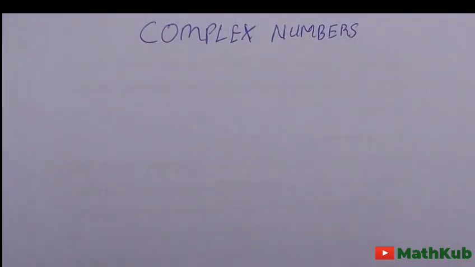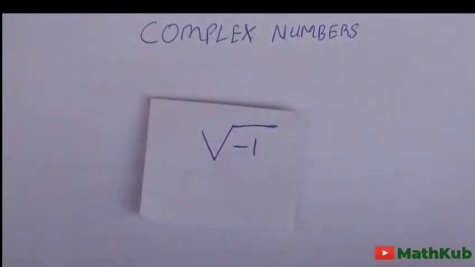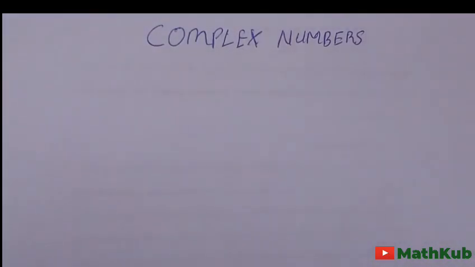In this video, we are going to explain what complex numbers are and how to know if a number is a complex number. For example, the square root of -1 is a complex number. How can we define a complex number?